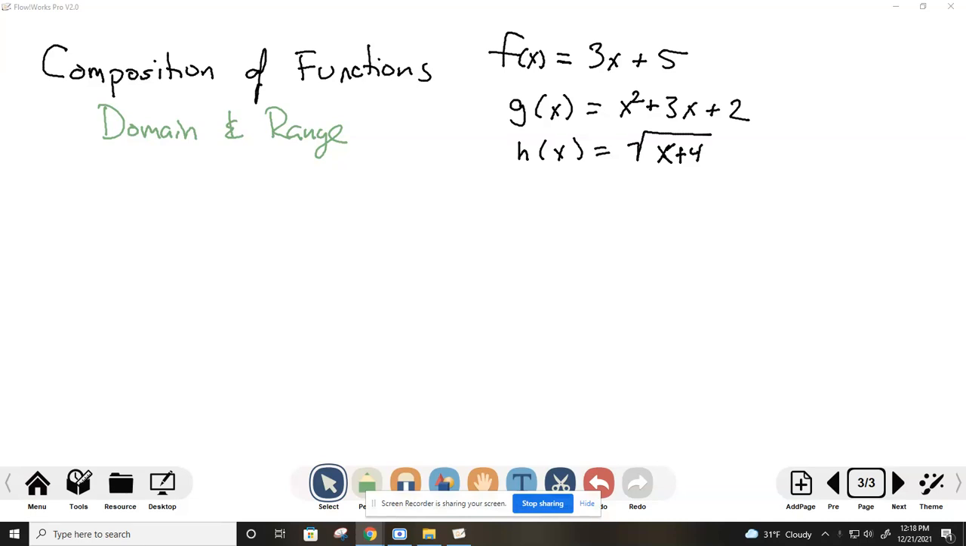In this video, I'm going to continue with composition of functions, but I'm going to focus on the domain and range, mainly the domain, but range kind of rears its ugly head here and there, especially with composition.